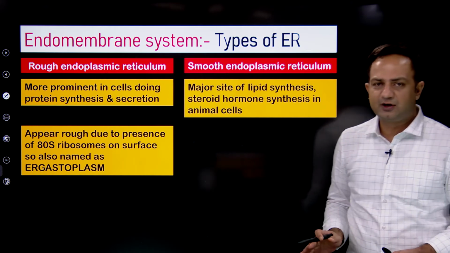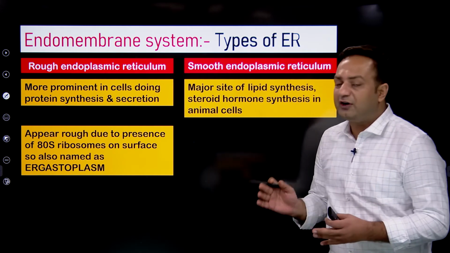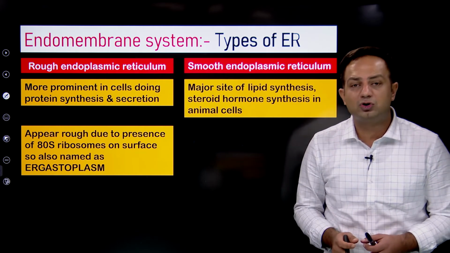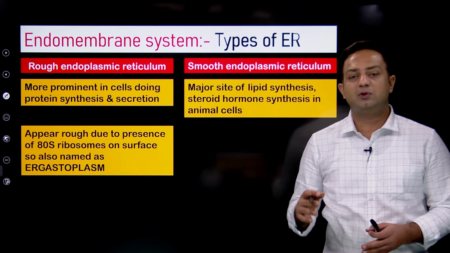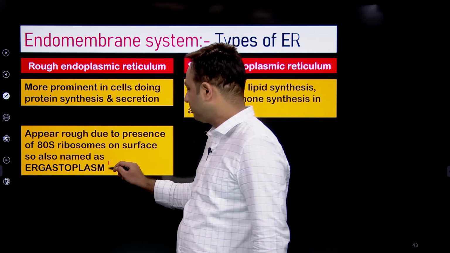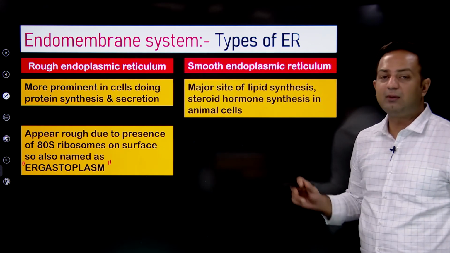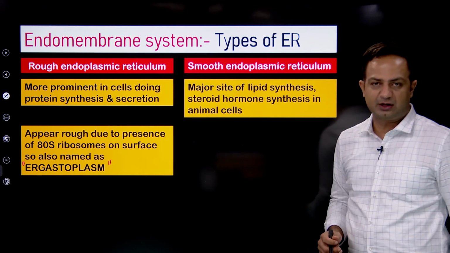It is not about their function, right? We will study the function separately. In the rough endoplasmic reticulum, because ergosomes or ribosomes are present, the earlier given name was ergastoplasm. This was the earlier given name to the endoplasmic reticulum, which later came to be called the rough endoplasmic reticulum.